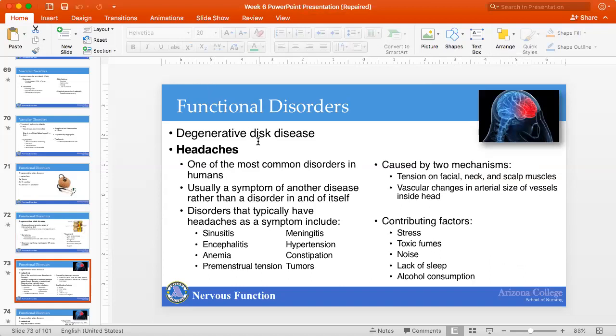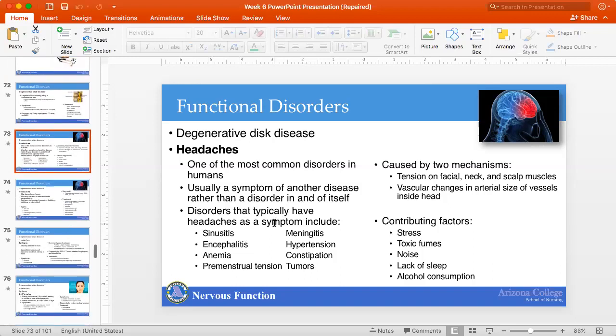Headaches are one of the most common disorders in humans, usually a symptom of another disease rather than a disorder in and of itself. Typically something else is going on, but we usually just cover it up with pain medication. Disorders that typically have headaches as a symptom include sinusitis, encephalitis, and anemia. You see several disorders which include headache as one of the symptoms, and this list is actually a lot bigger than this if you included all of the pathologies.